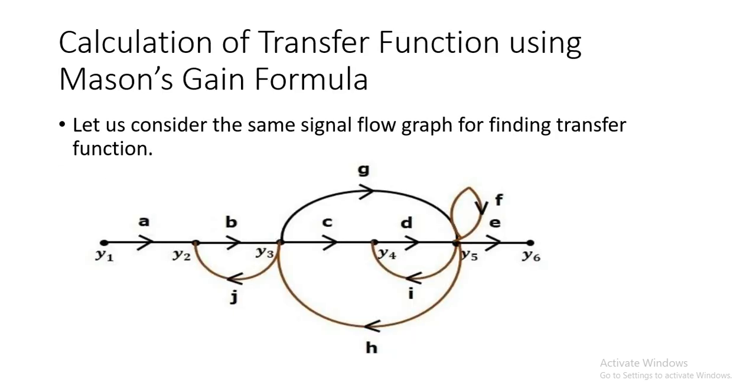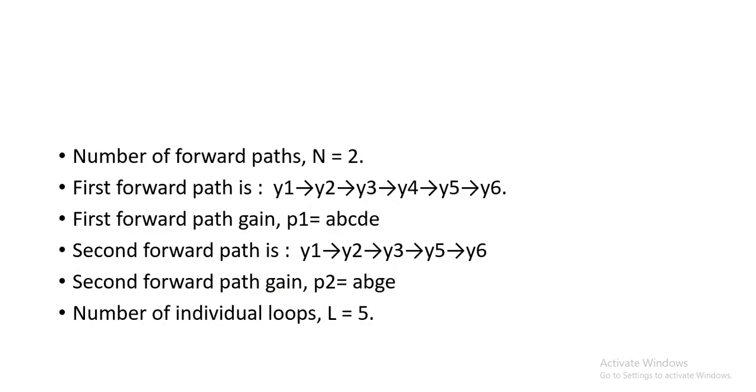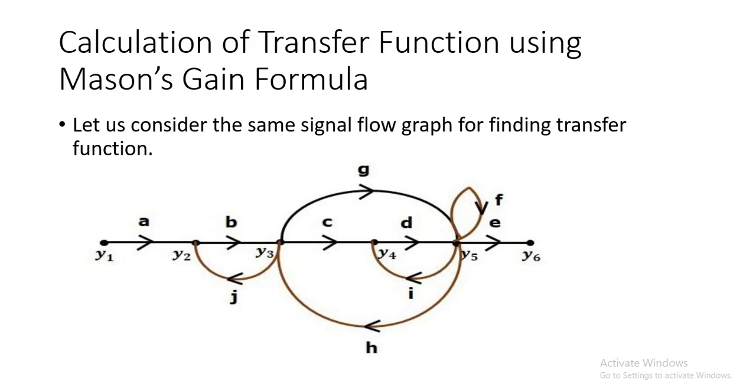Now, calculation of a transfer function using Mason's gain formula. Let us consider the same signal flow graph for finding the transfer function. What we have to do is directly apply Mason's gain formula and find the value of the equations. Now let us see some basic things, and maybe in the next lecture we will see more examples.